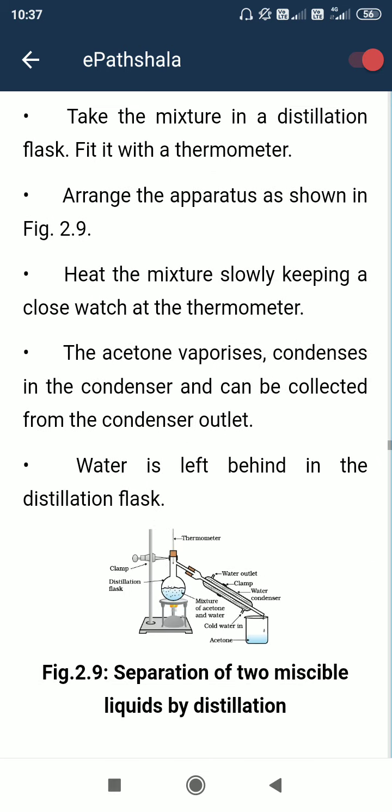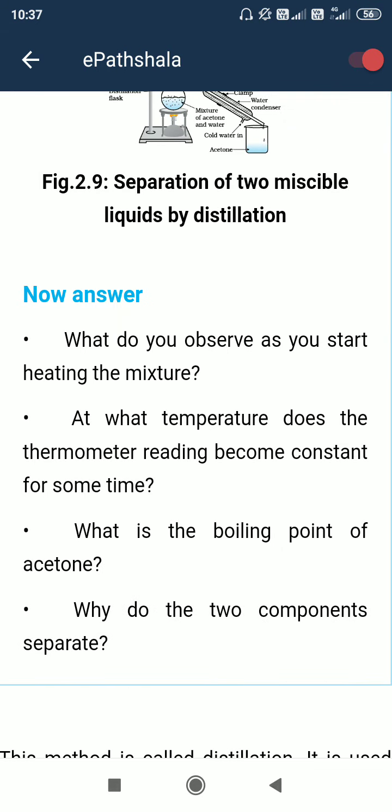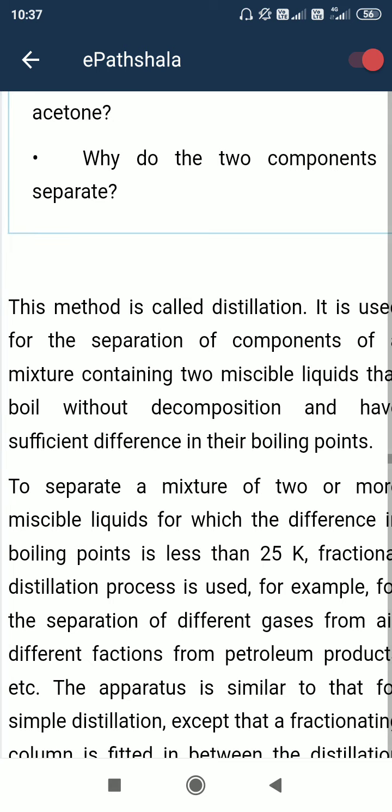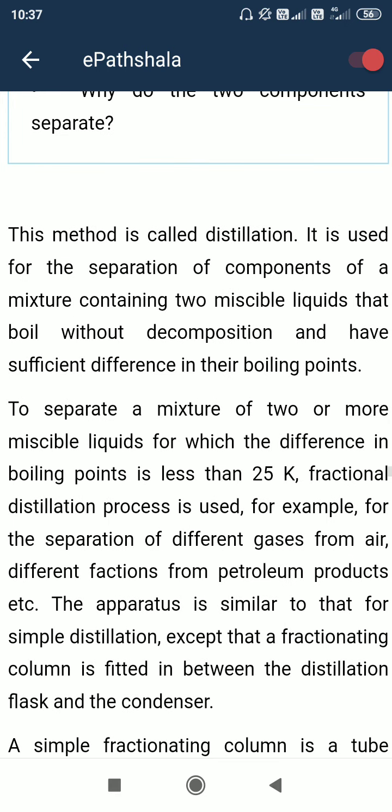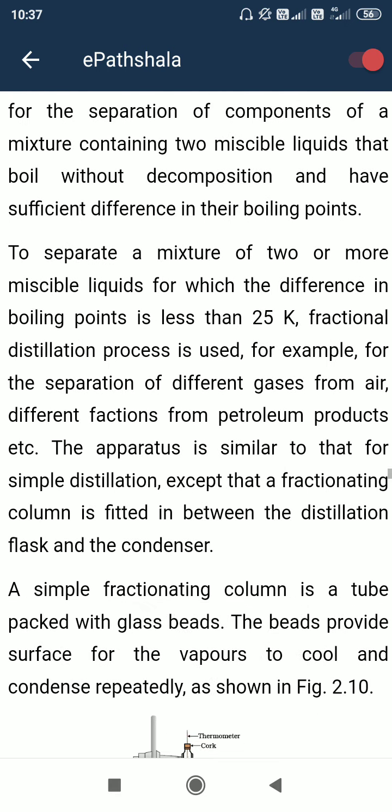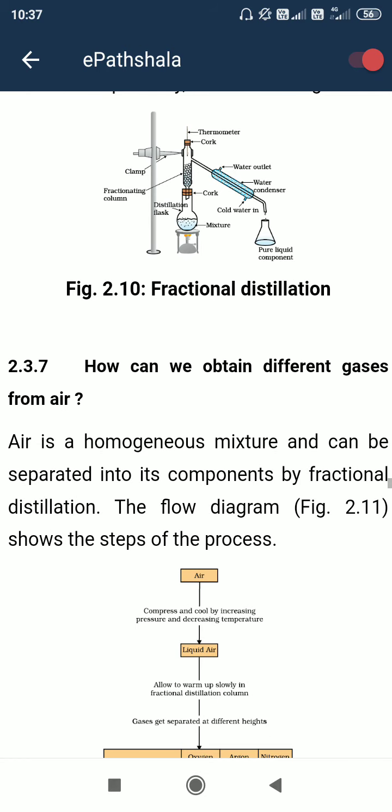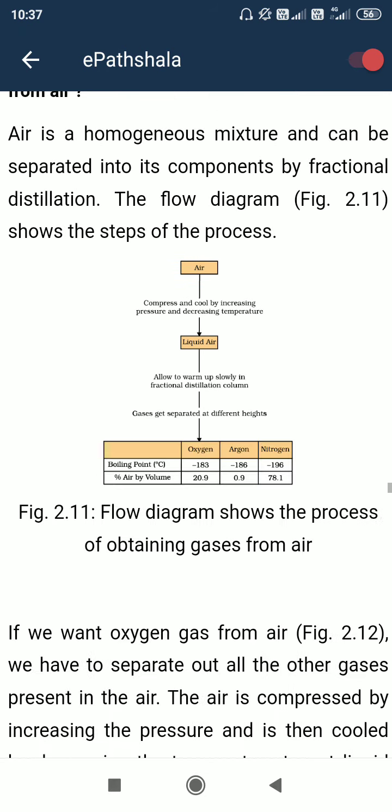Just for a second. So distillation is the process for miscible liquid separation, and for immiscible liquids, the separating funnel. Distillation is already done. Now there is also fractional distillation, which is the same process only.